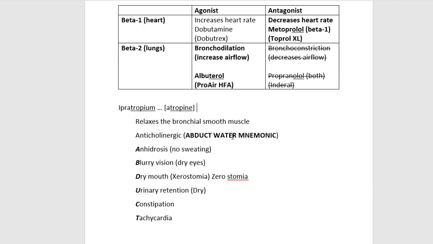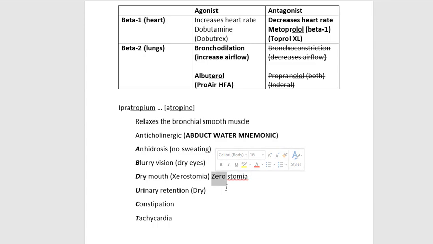That's kind of our take home. And then abduct water, when you take away water or abduct it or kidnap it, things are dry. And then our side effects are A, B, D, U, C, T. So anhidrosis, where you have a lack of sweating. So when you put an A or an before something, it means not. So not sweating, not hydrated. Blurry vision, secondary to dry eyes, dry mouth, or xerostomia.